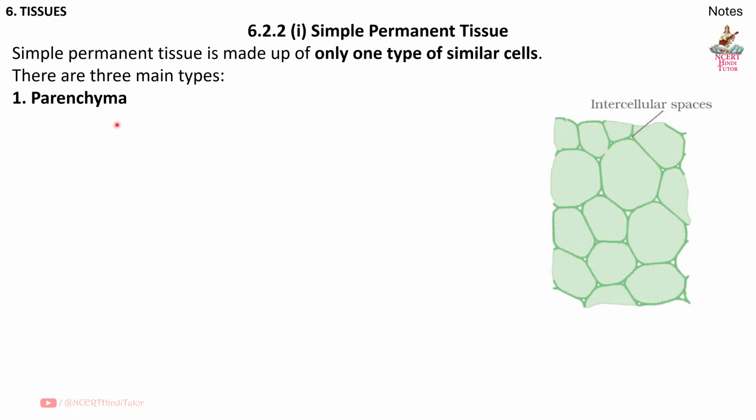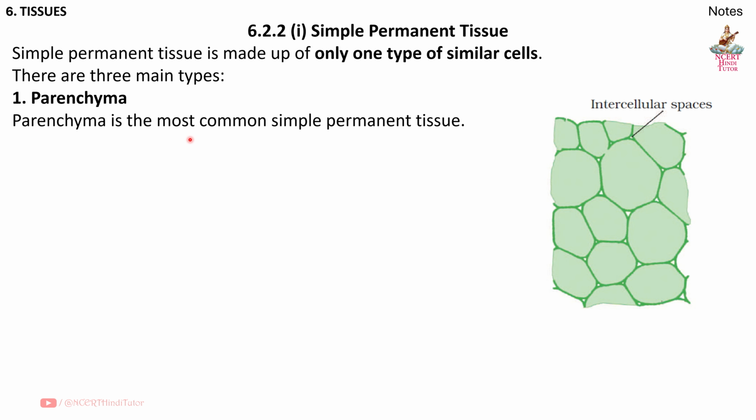6.2.2 First, simple permanent tissue. Simple permanent tissue is made up of only one type of similar cells. There are three main types. First, parenchyma. Parenchyma is the most common simple permanent tissue.